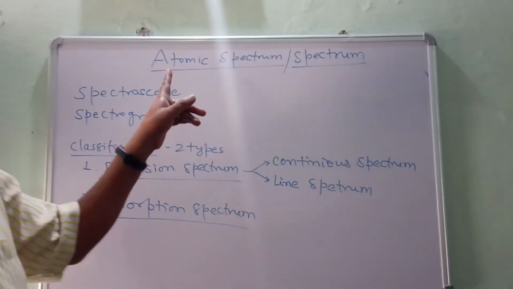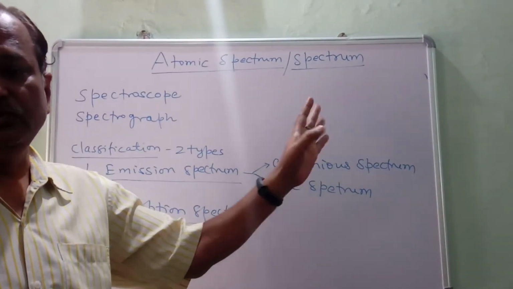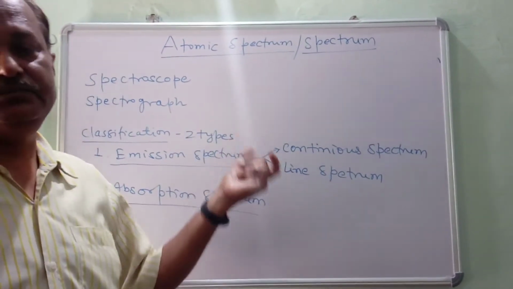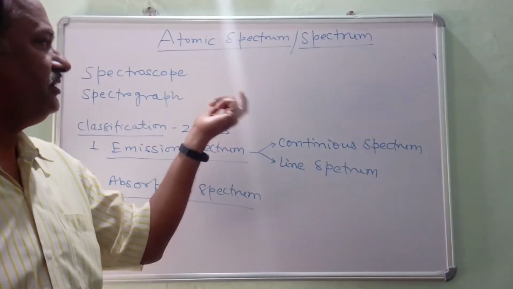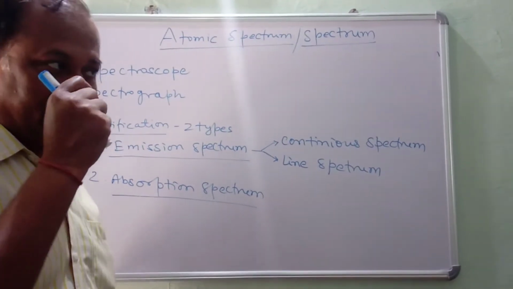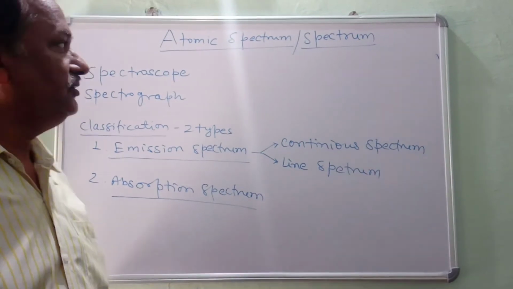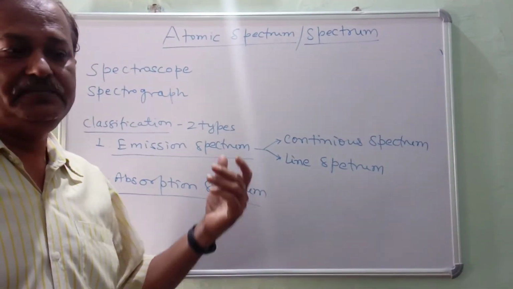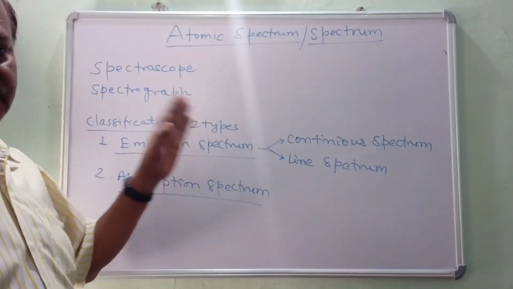I am going to explain atomic spectrum, or simply called spectrum. The first question is why we call it atomic spectrum. It is because the spectrum, in an artificial manner, is obtained with the help of atoms, either by excitation or by absorption. We will see later on.